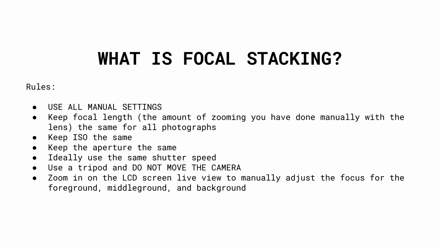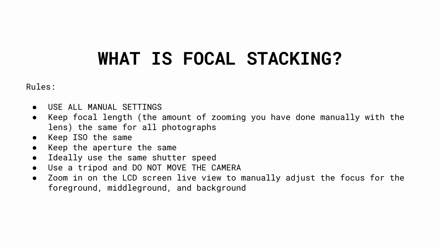So the rules for focal stacking: all manual settings. Keep the focal length, the amount of zooming you have done manually with the lens, the same for all your photographs. Keep the ISO and the aperture the same. And ideally, you'll use the same shutter speed, but sometimes the things up close will have more light and the things further back will have less light. And so you might have to change the shutter speed to get a really nice picture for the background as you do in the foreground.